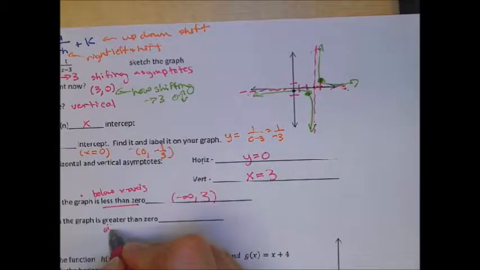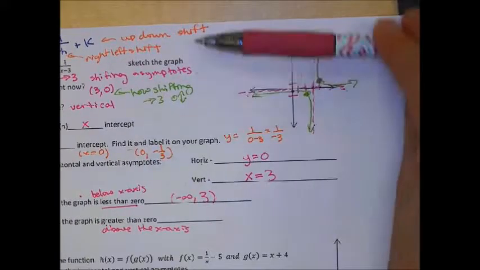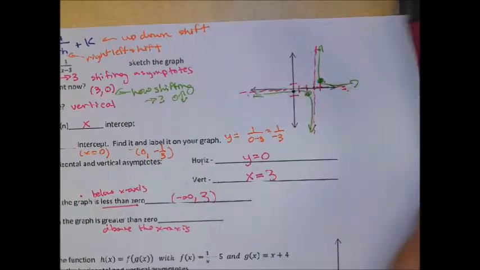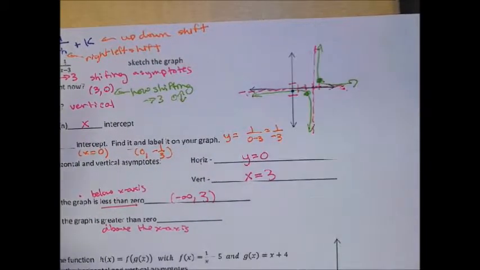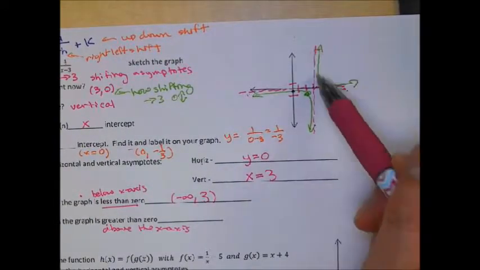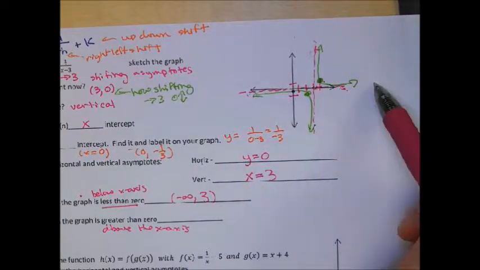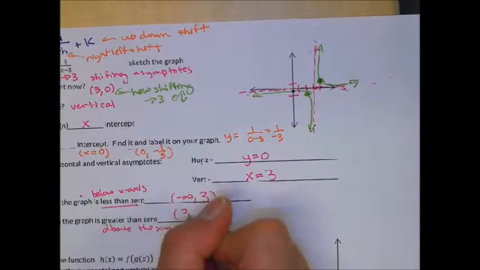When are we greater than 0? So when are we above the x-axis? Well, let's see. When are we up here? Well, it starts at, see, this is where we start being above the x-axis. We start at x equals 3 to infinity.